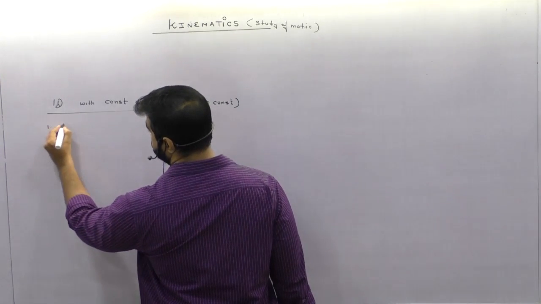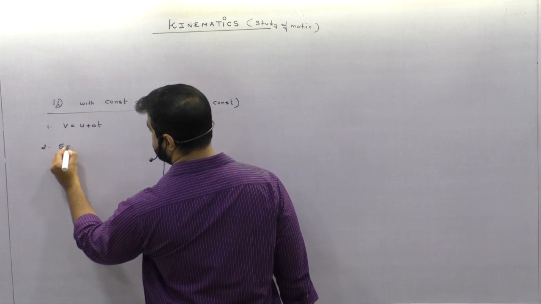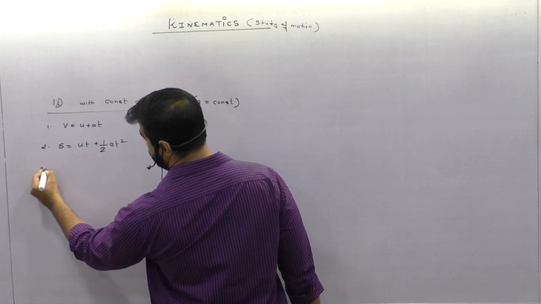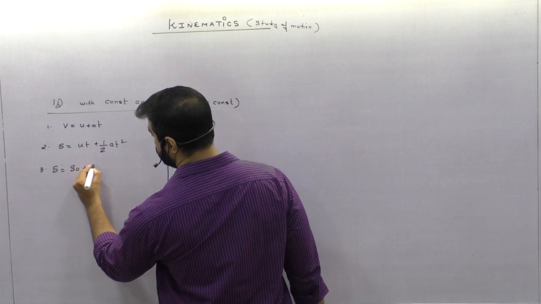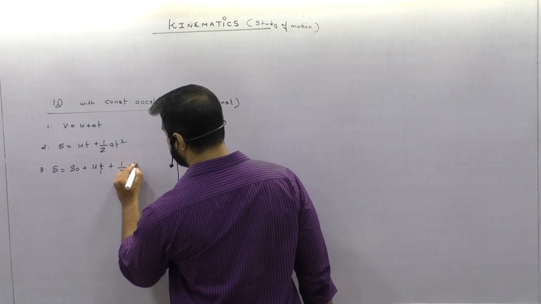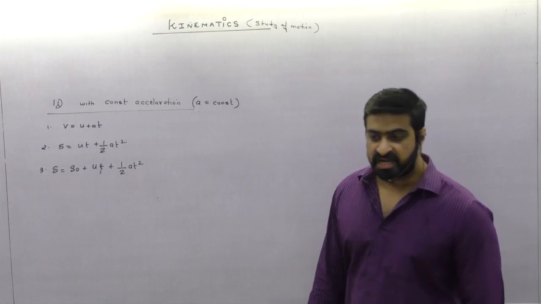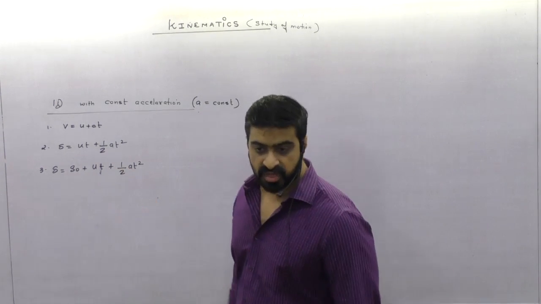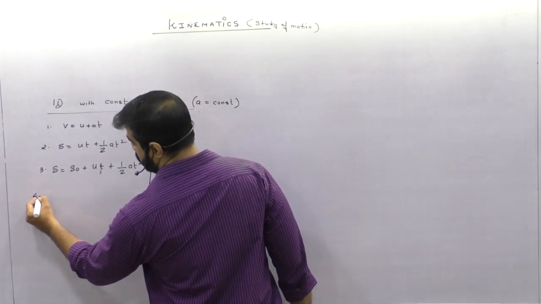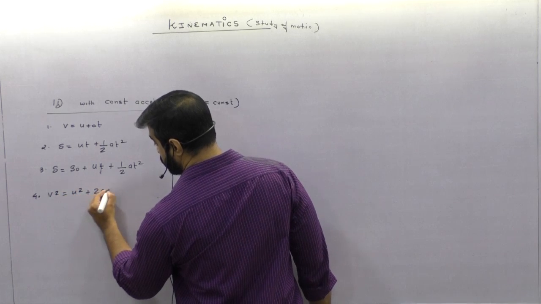What are all the kinematical equations? Can I say V is U plus AT? S is ut plus half at square. S is S naught plus ut plus half at square. What is S naught? That is the displacement at time 0. Suppose he is not starting from the origin. He is starting from 2 meters. So he will add 2 meters to this to get the total displacement from the origin. Fourth, V square is equal to U square plus 2as.